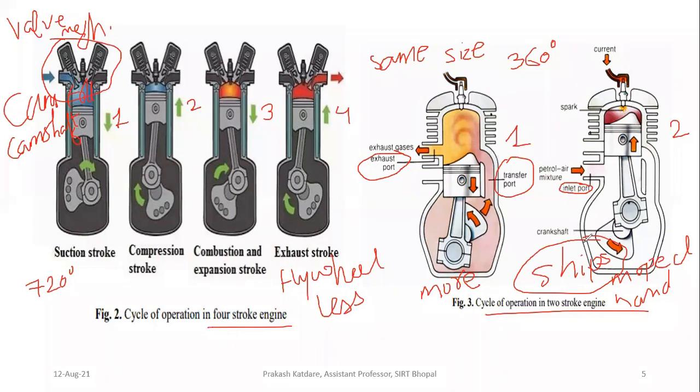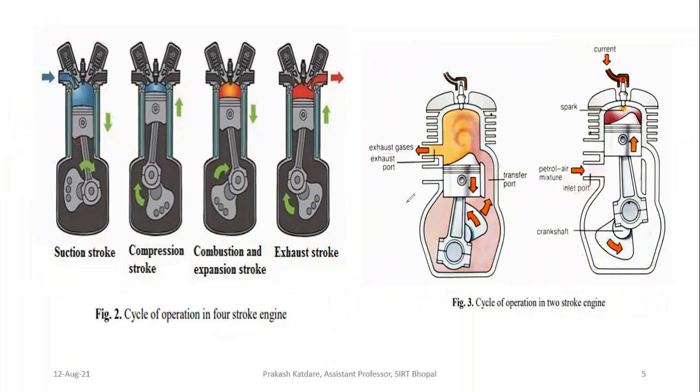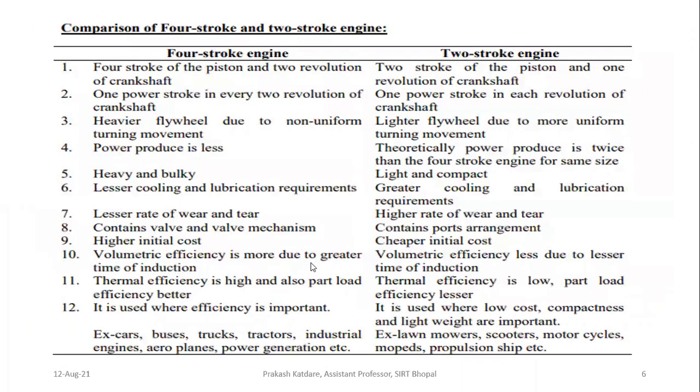Also, the space available in a particular ship is very less as compared to the number of systems which are required there. So the type of engine generally preferred in case of a ship is two-stroke, because it will be very compact. It will occupy much lesser space as compared to four-stroke, and also the power output which will be provided there will be very high. So these are some of the differences between the four-stroke and two-stroke IC engine.